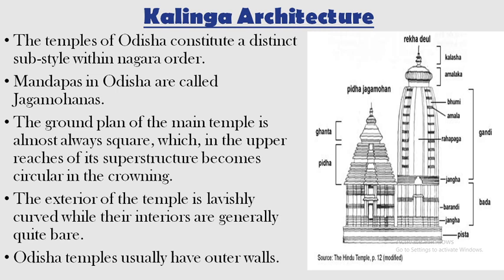In general, here the Shikara is called the Deul in Odisha, and it is vertical almost until the top when it suddenly curves sharply inwards. The mandapas in Odisha are called the Jagamohanas. The ground plan of the main temple is almost always square, which in the upper reaches of its superstructure becomes circular in the crowning. The exterior of the temple is lavishly carved while the interiors are generally quite bare. Odisha temples usually have outer walls.